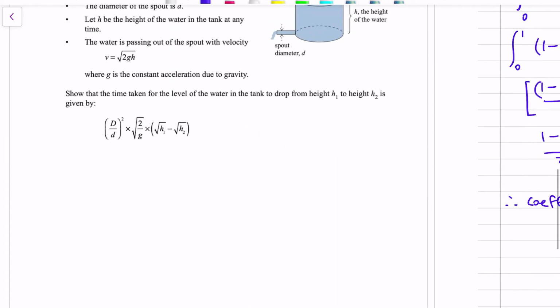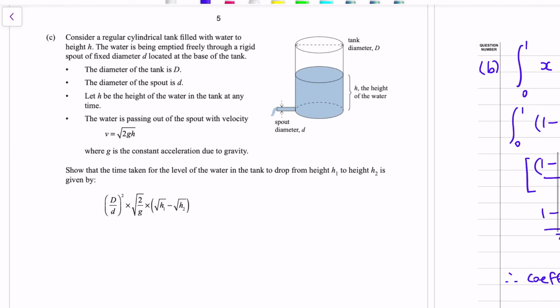Okay, the third question is a differential equation. We're told that we've got water in a tank that's emptying. So if we call the water in the tank some volume V, then we know that dV/dt is a negative number. The rate that the volume is coming out is negative.